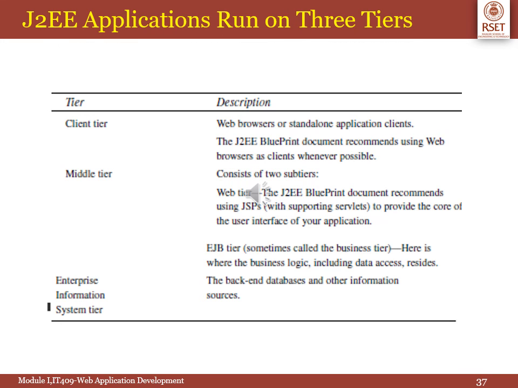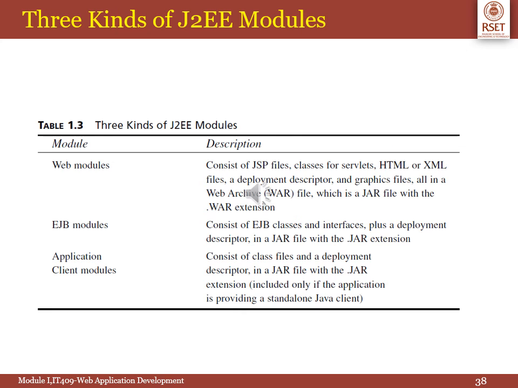So to conclude with J2EE applications, we can tell that it runs on three tiers. The three tiers are the client tier, the middle tier, and the enterprise information tier. The three kinds of J2EE modules are web module, EJB module, and an application client module.